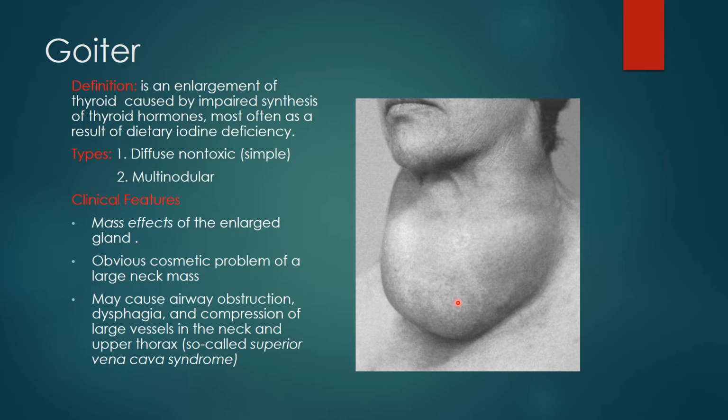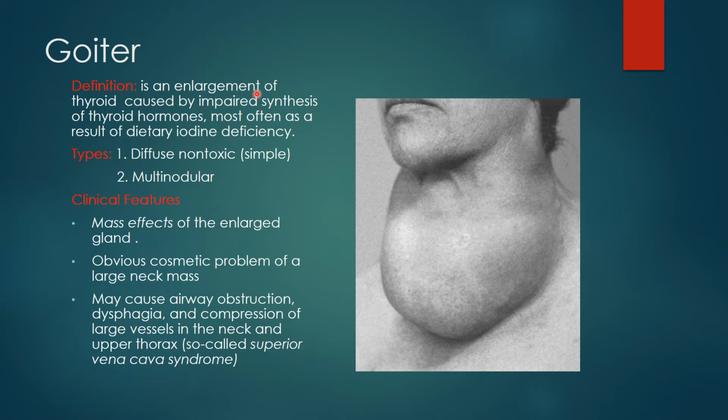Now my dear students, starting from the first disorder of the thyroid gland, that is goiter. Goiter is basically an enlargement of the thyroid gland. Like you can see in this picture, there is a huge enlarged gland in front of the neck of this female. This enlargement of the thyroid gland, which is caused by impaired synthesis of thyroid hormone, most often as a result of dietary iodine deficiency, is called goiter.